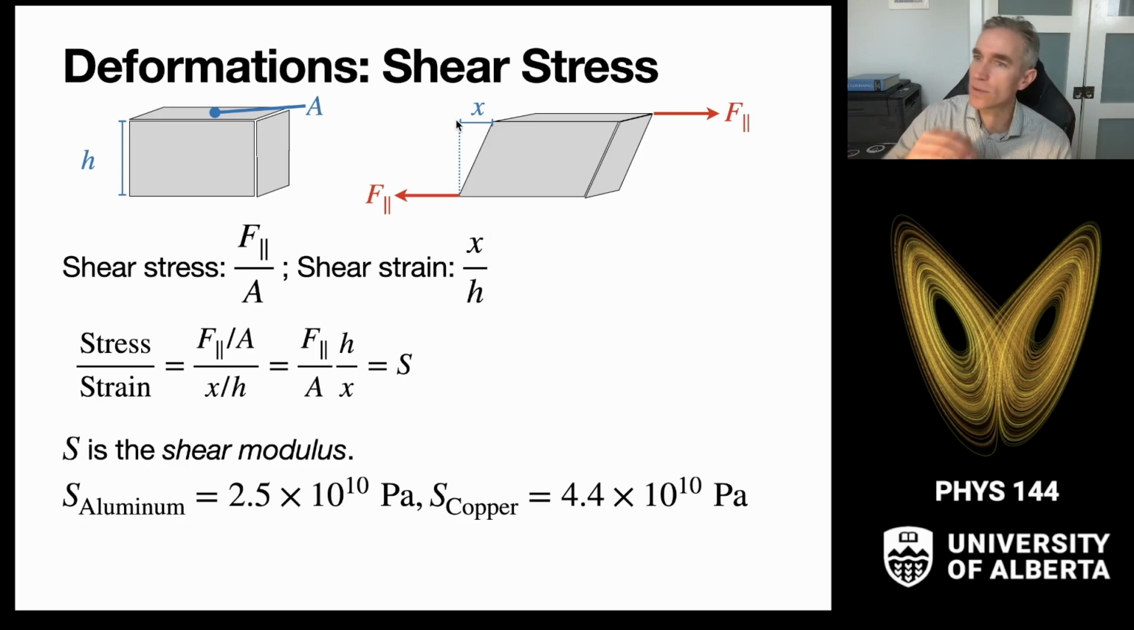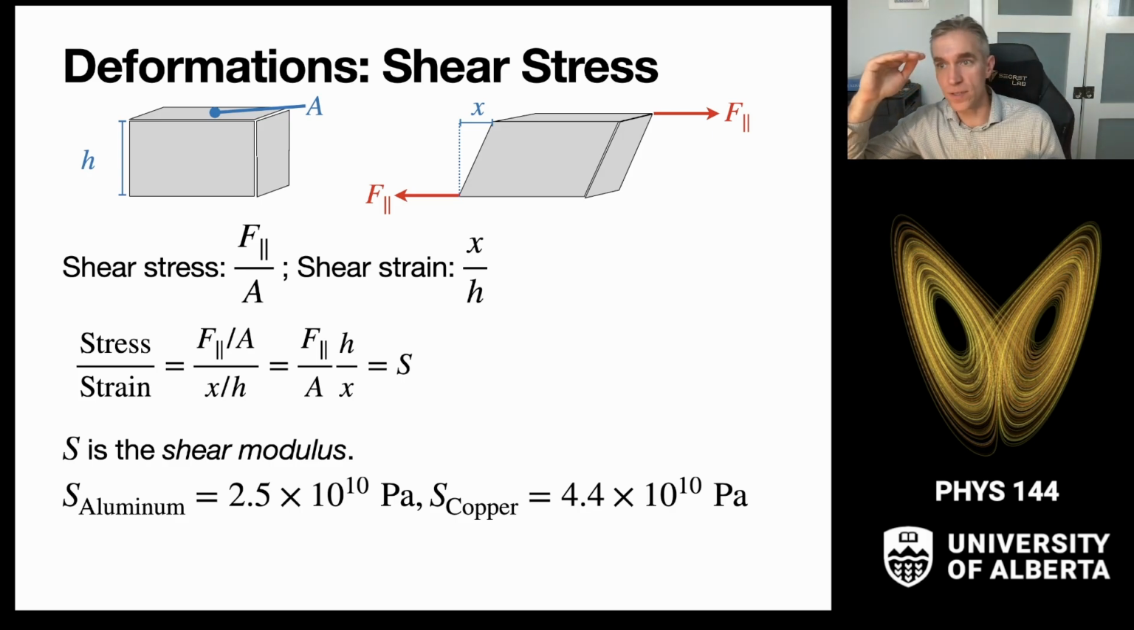So it depends, like if the object is taller, a small fixed displacement is going to matter less. This is a proxy for this angle here. So x over h, you can see, is related to the tangent of this little angle. And so, as before, we have stress over strain, which is the parallel force over the area divided by x over h, and we'll rearrange that, and that's equal to a shear modulus.